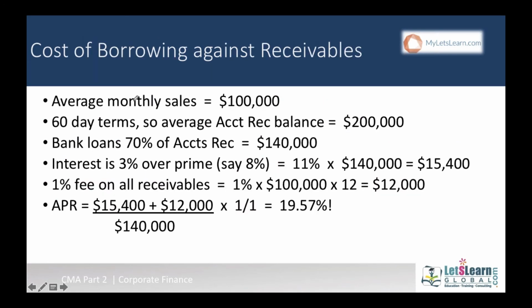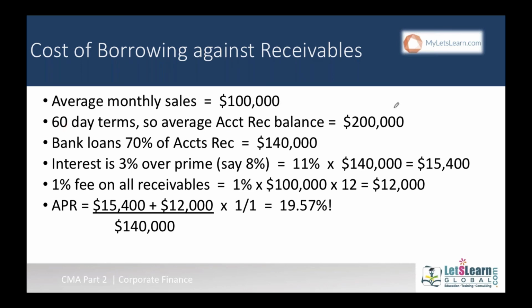Say for example, our company's average monthly sale is 100,000. So yearly it is going to be 1.2 million. Okay, and we are giving say 60 days credit. 60 days credit means you will always have 200,000 in receivables. 100,000 per month, 60 days, 2 months. So the accounts receivable balance on any day will be $200,000.